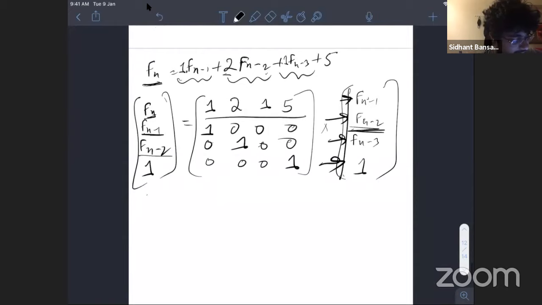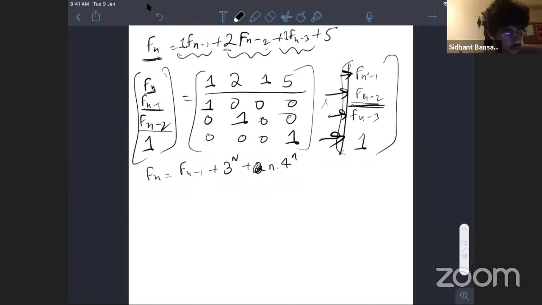Other kinds of recurrences, like Fn is equal to Fn minus 1 plus 3 times n plus 2 n times, I don't know, n times 4 to the n. Even these can be solved. They're trickier to solve, but they can be solved. I won't go through them, but just so you know, this thing can also be solved.